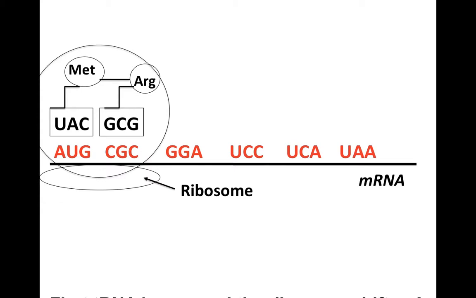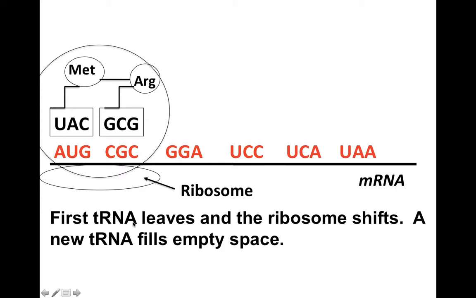All right, what's going to happen next is that the first tRNA is going to leave and the ribosome is going to shift. A new tRNA is going to fill the empty space, okay? So the first tRNA is going to leave, the ribosome shifts, and a new tRNA is going to fill the empty space, okay? So give you a little bit of time to write that down. Remember, you could do shorthand, that's fine, just as long as you know what you're talking about later on. So first tRNA leaves, ribosome shifts, new tRNA fills the empty space.